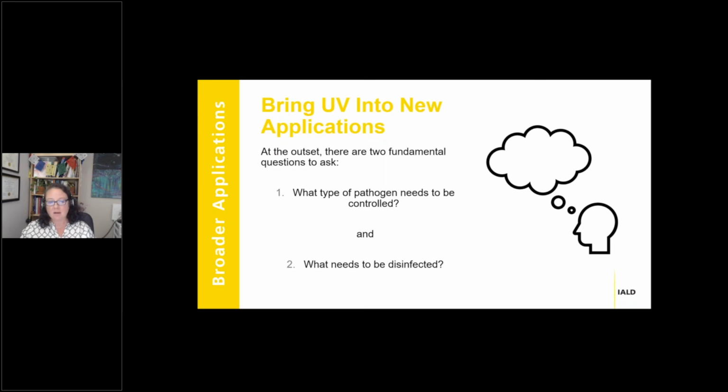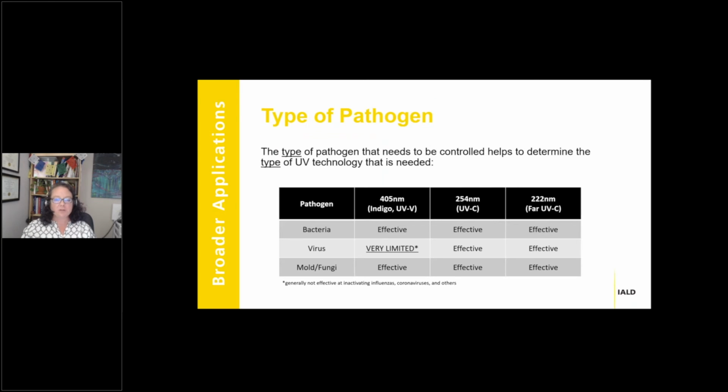So before leaping headlong into a UV application, there are two fundamental questions that a designer needs to ask that will help guide the application of UV. First, what type of pathogen needs to be controlled? And second, what actually needs to be disinfected? So first, a designer needs to consider the various types of UV sources that are available and exactly what they're capable of doing.